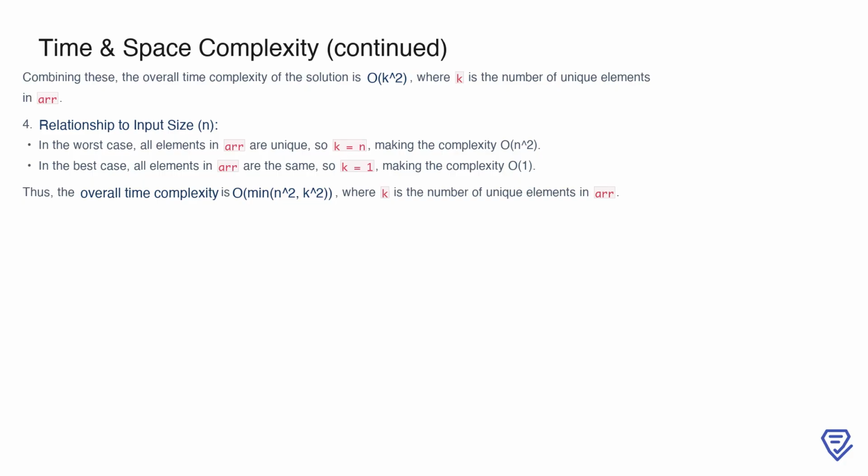Conversely, in the best-case scenario, where all elements in the array are the same, k equals 1, and the complexity reduces to O(1). Thus, the overall time complexity is O(min(n squared, k squared)), since the number of unique elements, k, directly impacts the number of iterations performed by the nested loops.